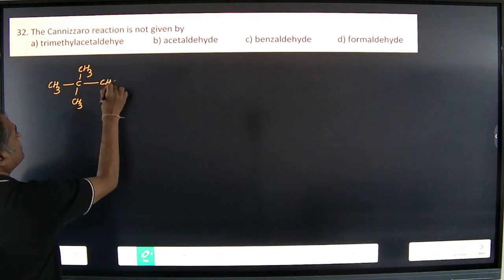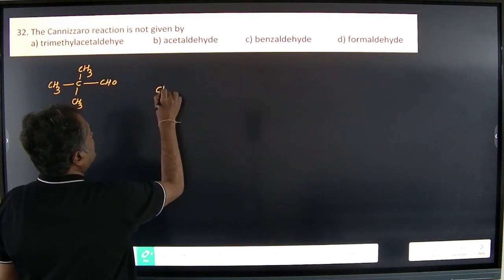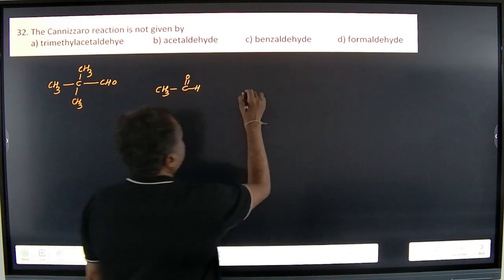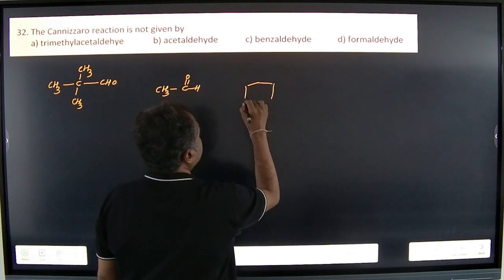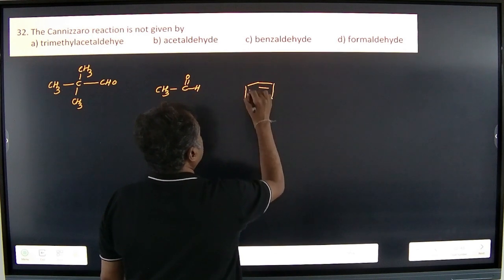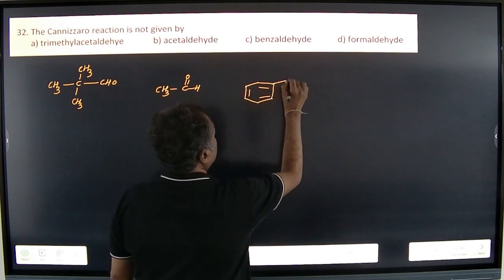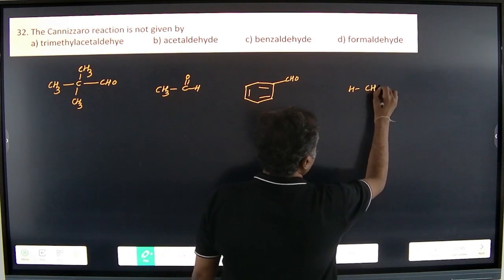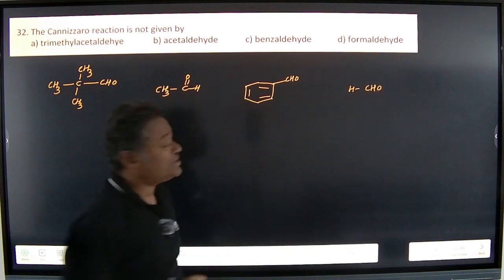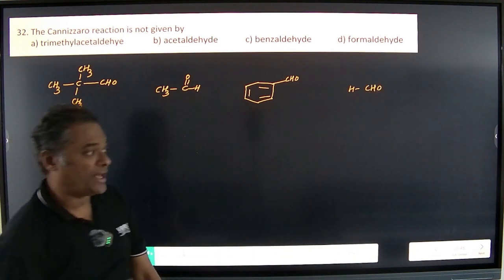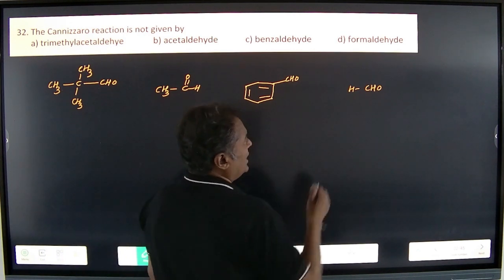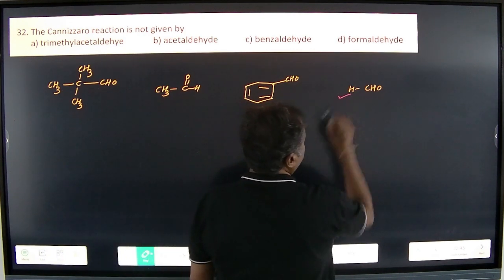Now, the second example what you have got is acetaldehyde. The next example is benzaldehyde. And the last example is formaldehyde. Now, the question is what? Cannizzaro reaction is not given by. First of all, Cannizzaro reaction is shown by those compounds which do not contain alpha hydrogen. I think you do not have alpha here, that means this will show Cannizzaro.